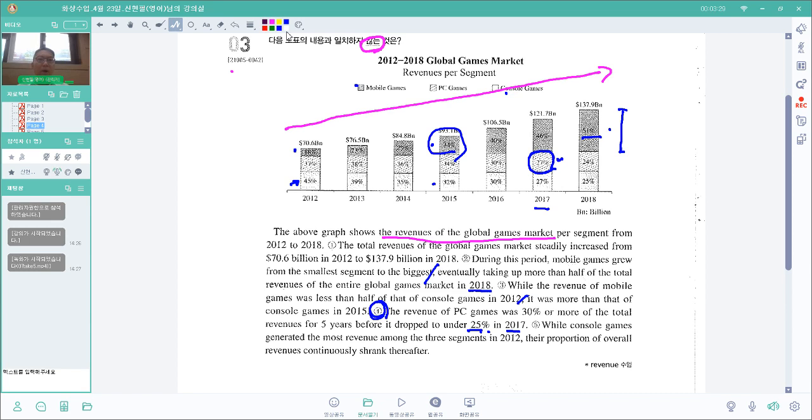Okay. And while console games generated the most revenue among the three segments in 2012, console was generating the most revenue. So here, console was the biggest one. Yes, the proportion of overall revenue continuously shrank thereafter. So starting from 45, it shrank continuously. So here, this is correct. So the answer is number 4.